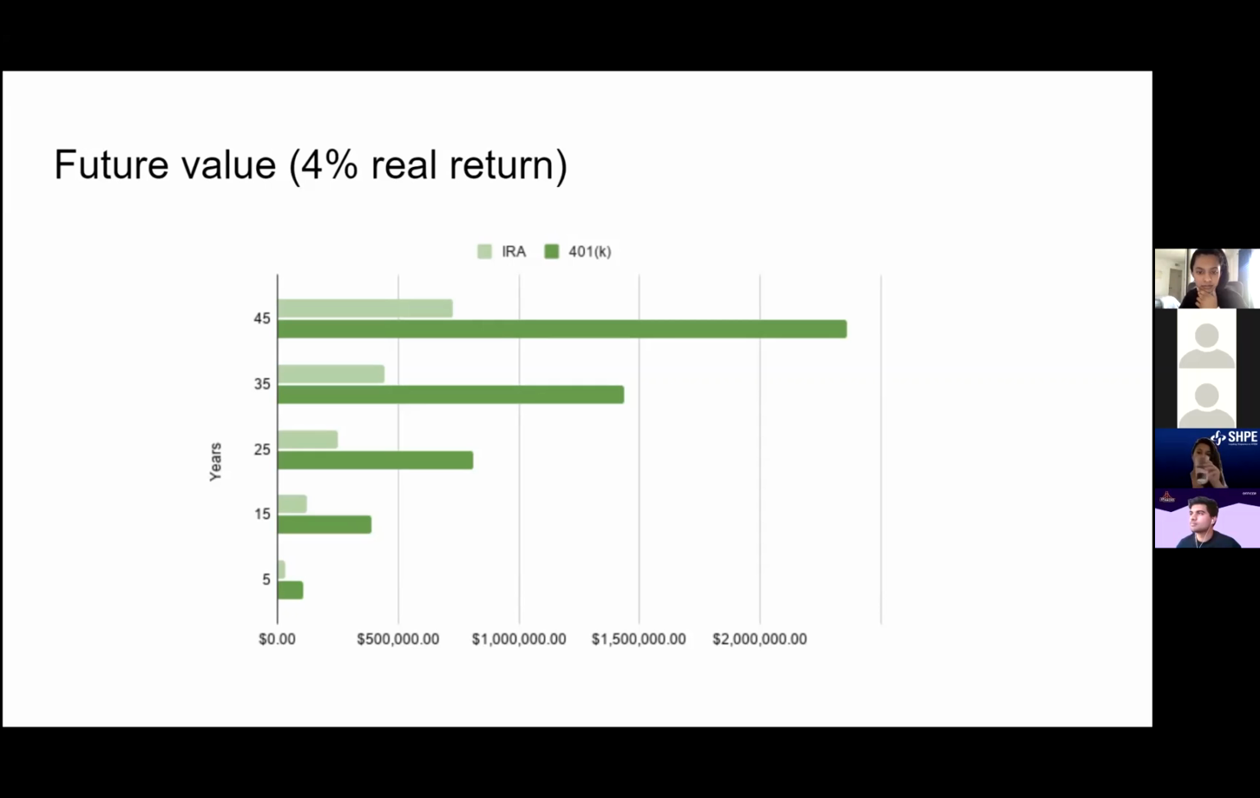So that's how it is. The takeaway message, and I've broken this out by decade, is that the more you save, the more you'll have, and the longer you save, the more you'll have.